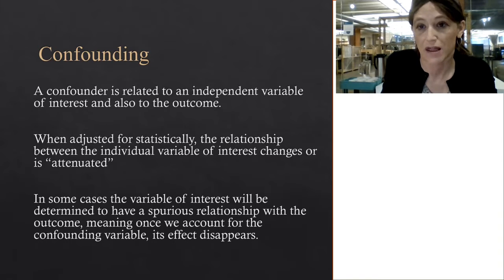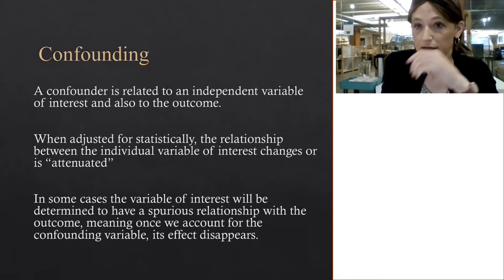Okay, so even if in theory something might be related to the independent variable, unless it also has a relationship with the outcome, it will not be a confounder. When adjusted for statistically, the relationship between the independent variable of interest and the outcome will change, or what we say become attenuated. Often this will mean that the effect is lessened once we adjust for the other factor, but the reverse is also possible, although we're not as concerned about those kinds of confounding, which we call suppression effects.